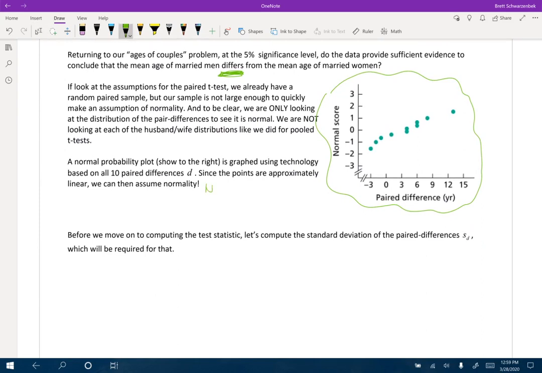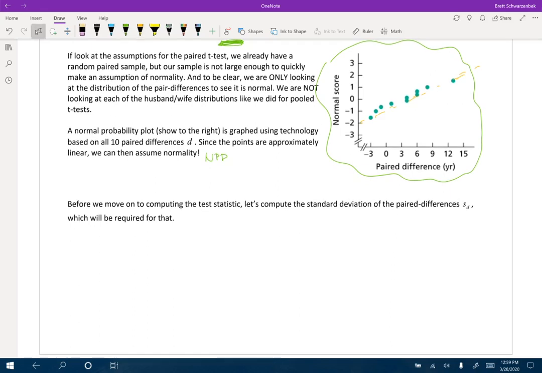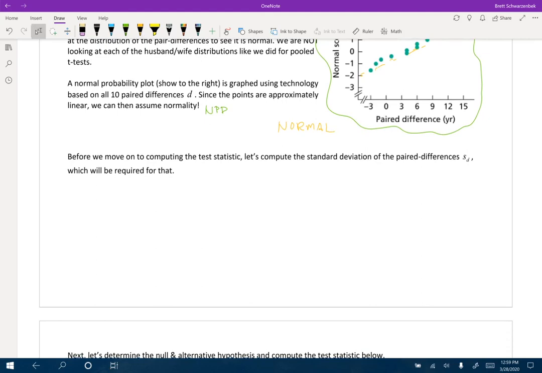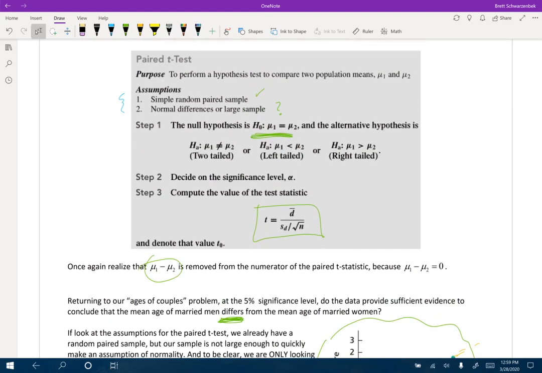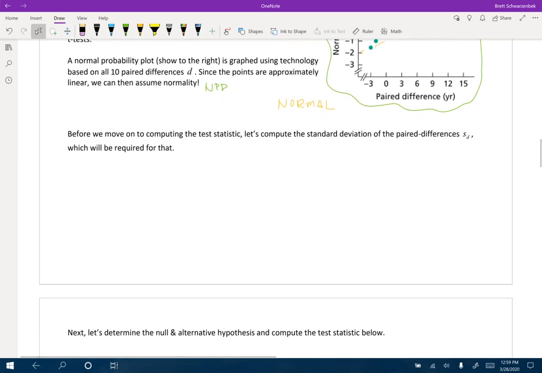Remember NPP, we used it. So if you look at this, what are we always looking for in a normal probability plot? Some type of linearity, and it does appear like there isn't a big pattern. It looks like we're okay to decide that this is going to be normal. So once we have that decided, we can move on to the rest of our paired t procedures, which we see, of course, here. Okay, so it says, before we get to the test statistic, though, let's compute the standard deviation of the paired differences, which will be required for that.